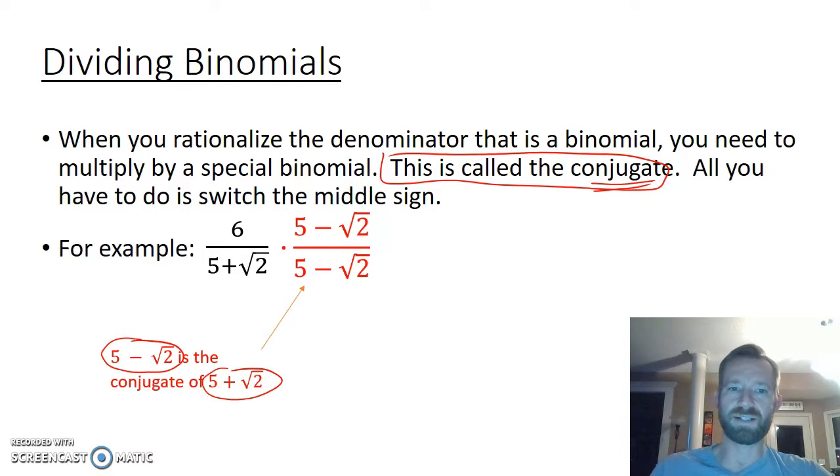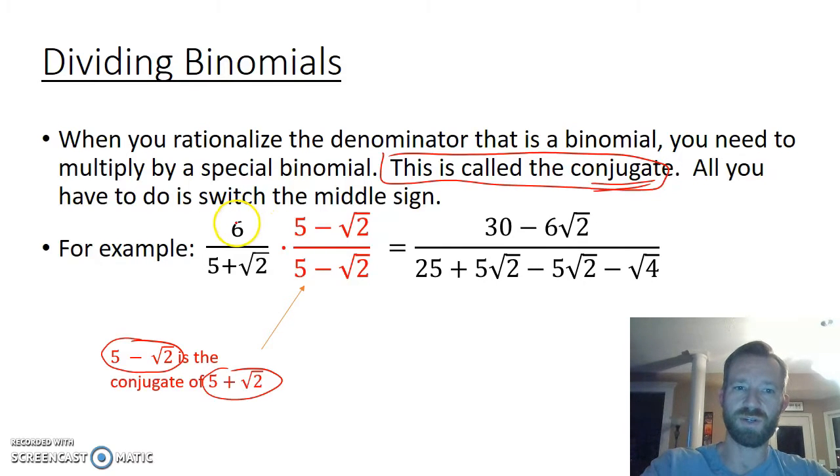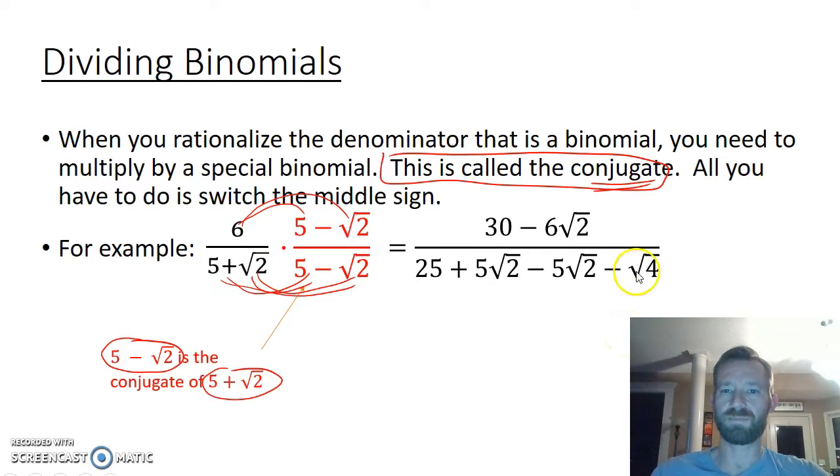So when we got these here, now we're going to have to basically distribute or FOIL. So 6 times 5 and 6 times the radical. 5 times 5, 5 times 2, 2 times 5, 2 times 2. We get all these terms here. We go ahead and notice that, hey, you know what's nice? Those two terms cancel each other out.